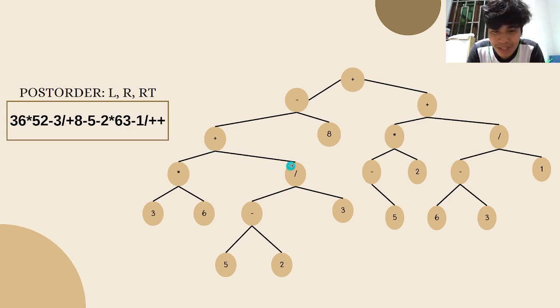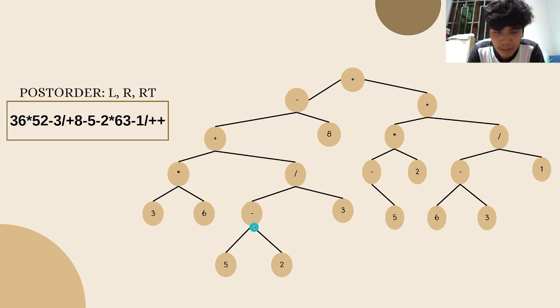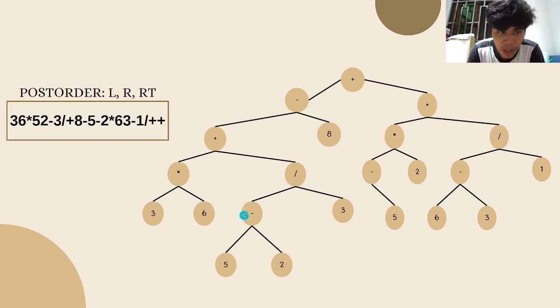So we now traverse towards right, and now we meet the divisor. And then we traverse towards left, as there's still a pathway towards left, and then we're now in the subtraction. And then traverse once again to left, as there's still a pathway. And now we are met with a leaf node, which is number 5, so we print it out. And then once again, we're still not gonna print out the negative or the subtraction. We're gonna traverse first to its right, which is 2, print it out as it is a leaf node. Then now we can print the subtraction.